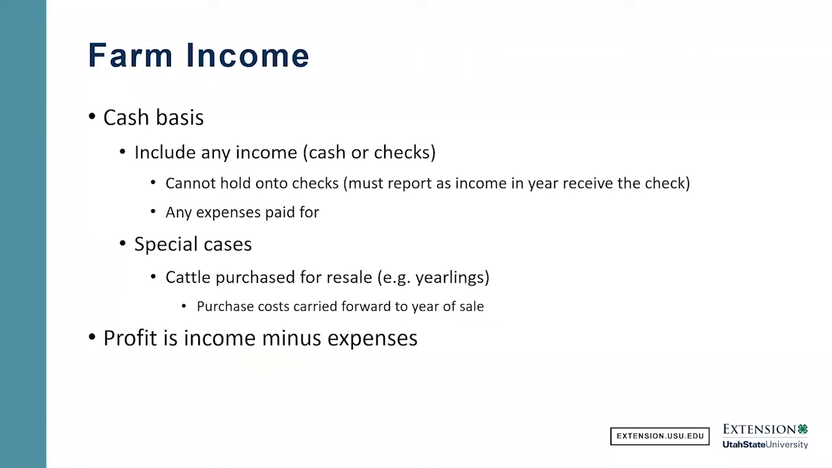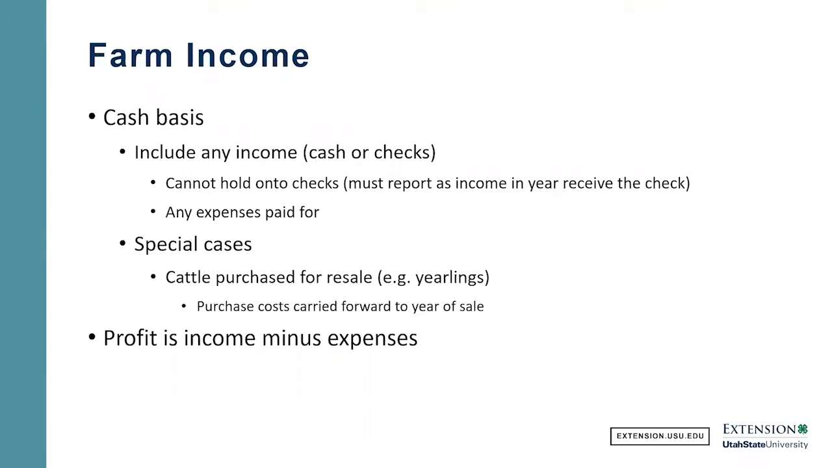And then any expenses we paid for, you can include those when you buy them. So special cases are cattle purchased for resale. This is one of the exceptions that we have. If I buy some calves that I want to feed and then resell, I actually have to wait and not include the cost of that until the year that I sell the calves. So if I bought those calves in November and I'm going to sell them the next spring, I can't include them in this year's income. I've got to wait until the next year when I sell them.